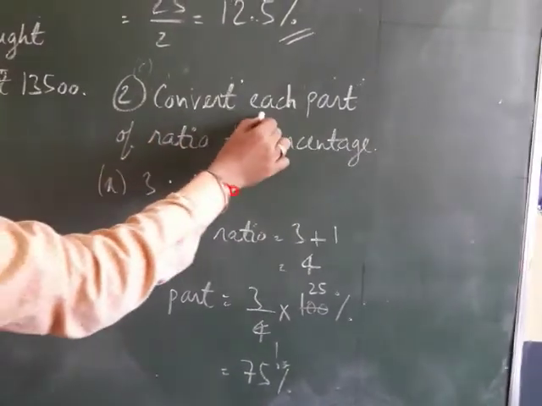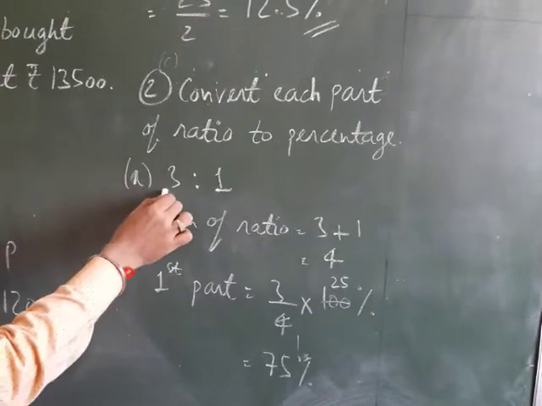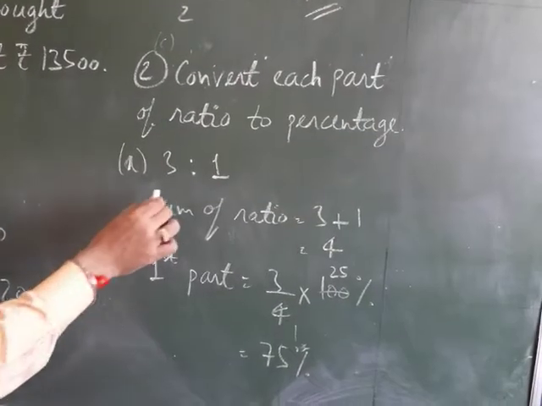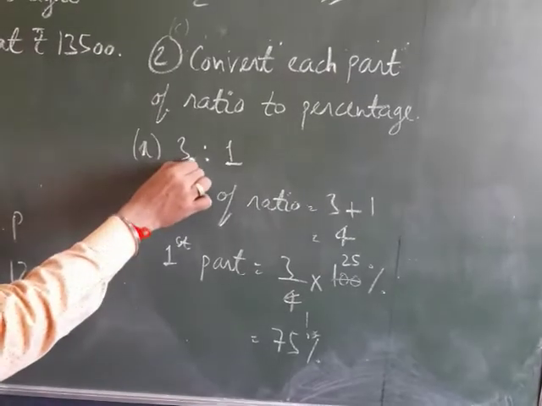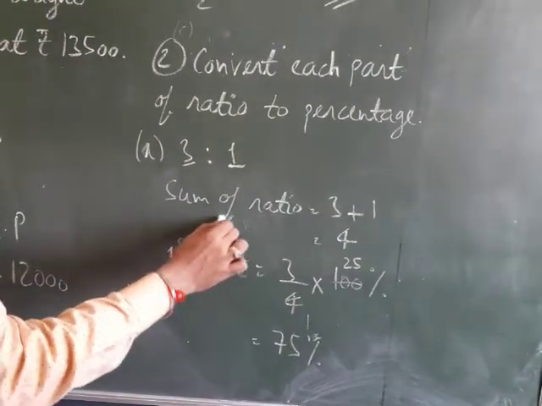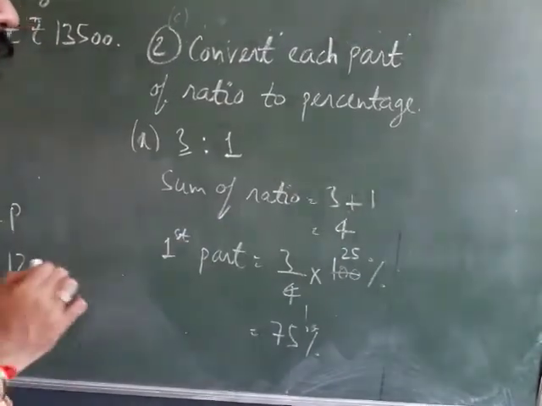You have to convert each part of ratio to percentage. In this 3 ratio 1 is given. You have to convert each of its parts into a percent. 3 ratio 1 is given. First you will find sum of ratio. Sum of ratio will be 3 plus 1, that is 4.